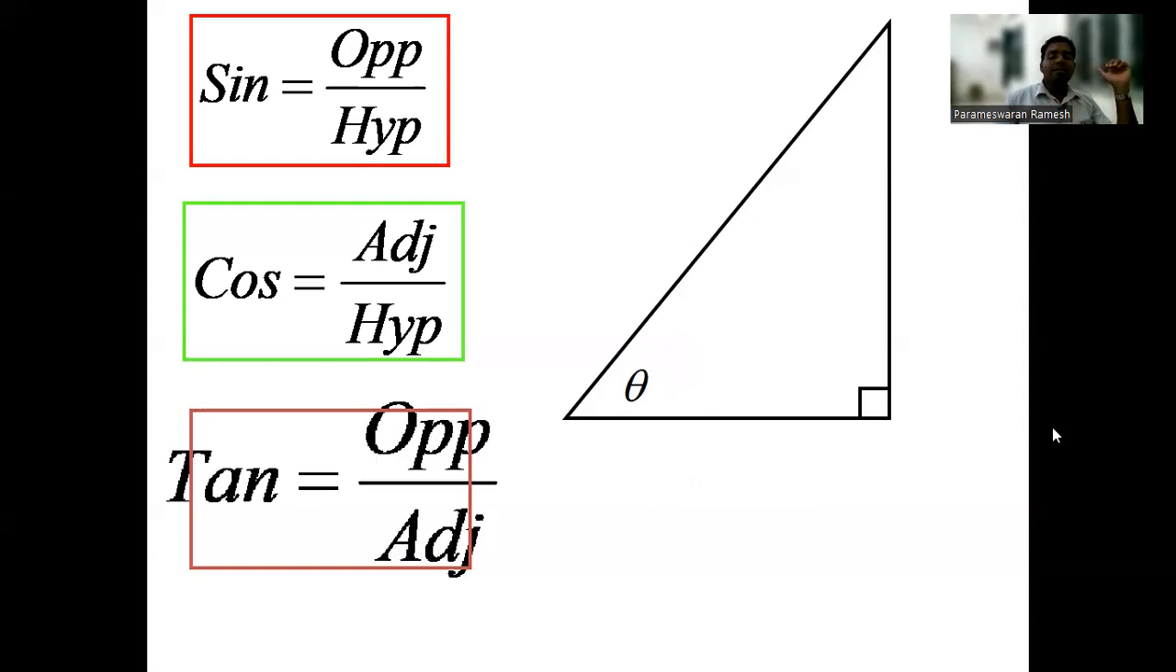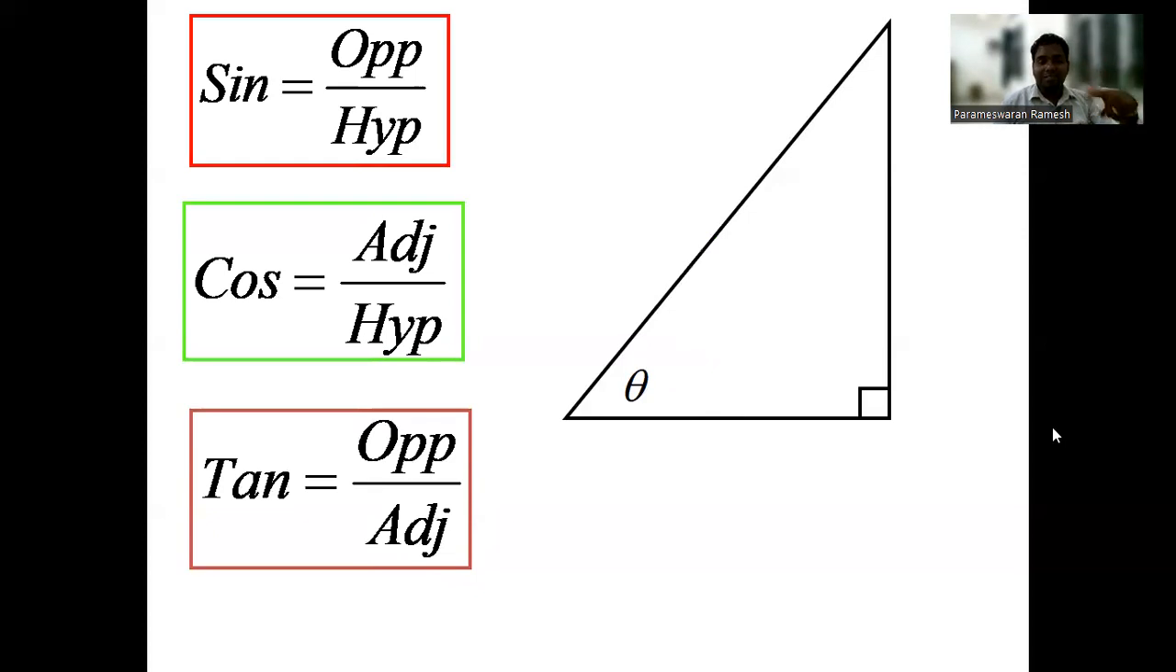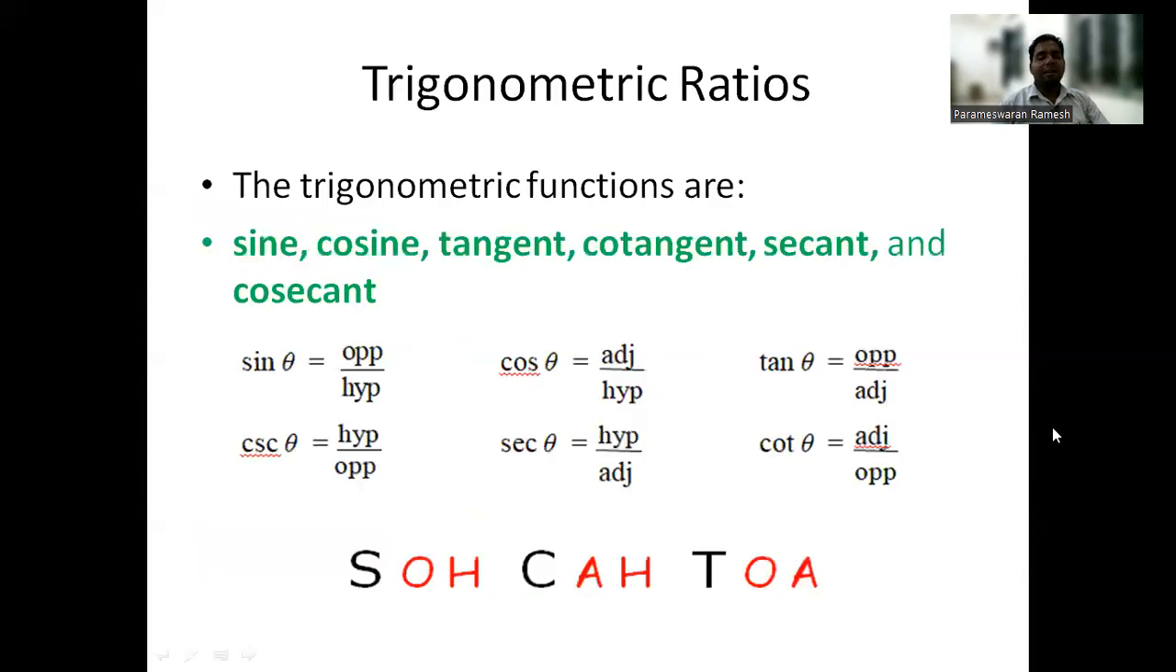The third one is tan theta, which is opposite side by adjacent side. How does tan theta come into the picture? Sine theta by cos theta gives the value of tan theta. If you divide those two, you get opposite side by hypotenuse divided by adjacent by hypotenuse. The inverse will come, and hypotenuse and hypotenuse cancel each other, so we get opposite side by adjacent side. That is why the pictorial representation is here. These are the trigonometric ratios we are going to discuss.